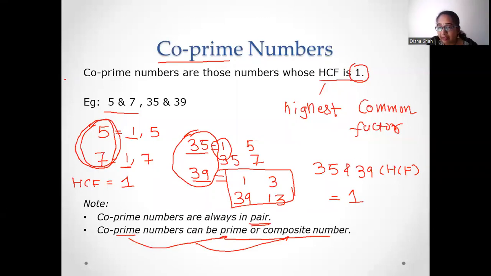Okay. So with this we are ending our session. I hope you have understood what is a natural number, whole number, integer, rational number, irrational number, prime number, composite number and co-prime numbers. Any doubt, any query, please let me know.